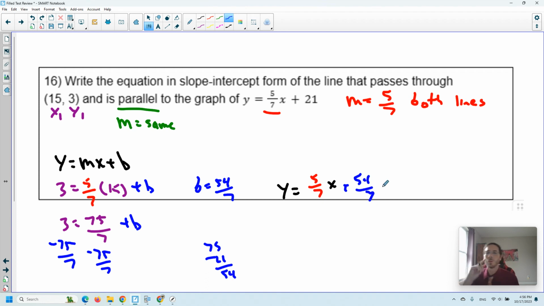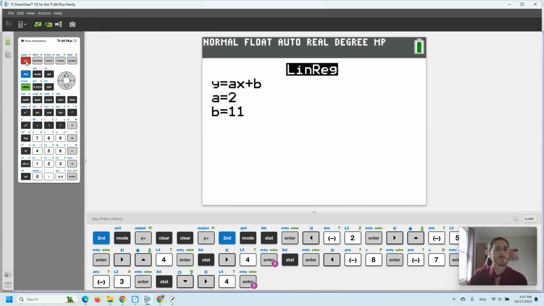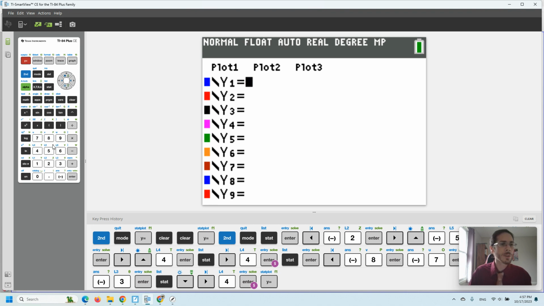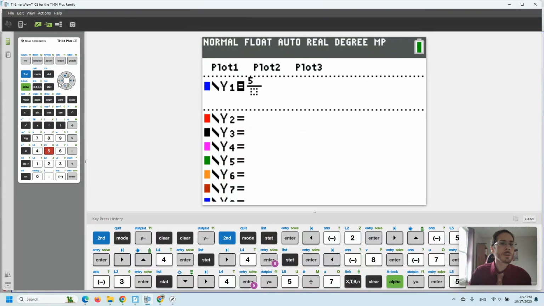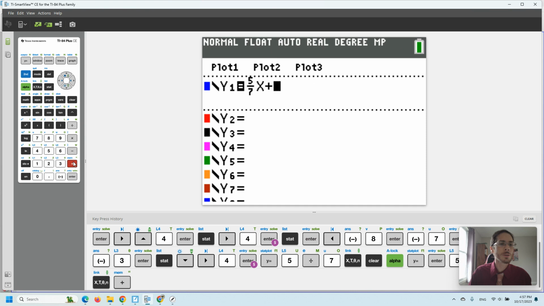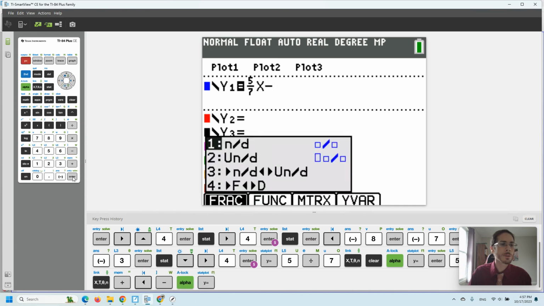That seems like a pretty weird answer, so I'm just going to double check it, just to see if that's actually right. So I got 5/7 x. That doesn't look nice. Let's make it look like a fraction. 5/7 x plus, no, that was minus 54/7.